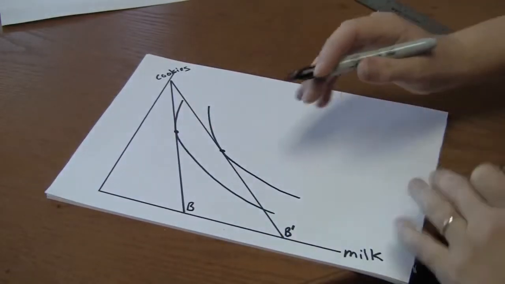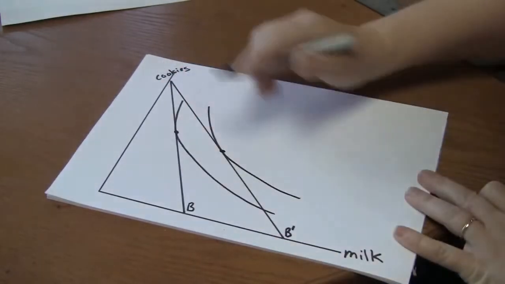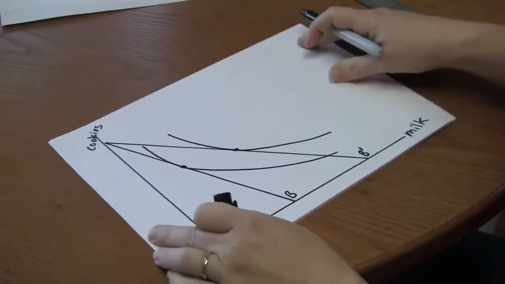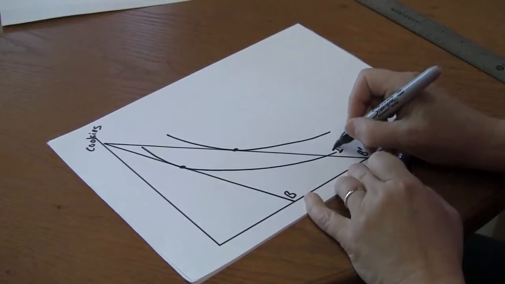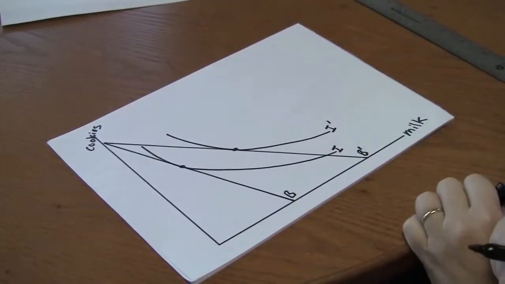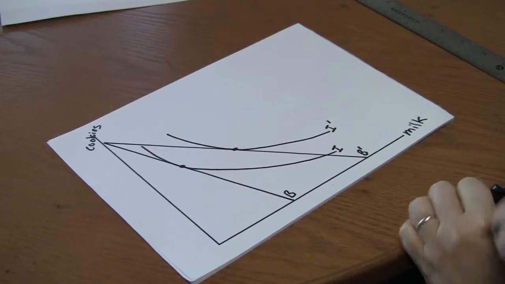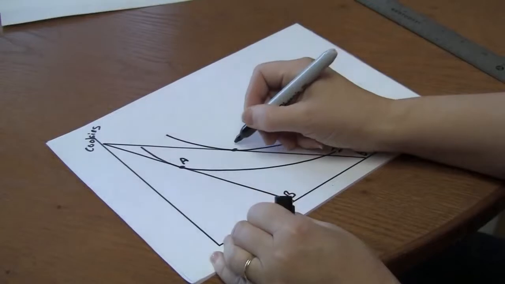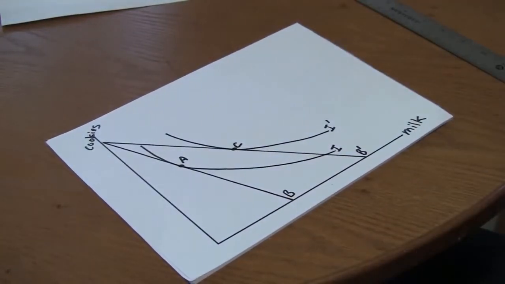Notice how when I drew it, I moved the paper around and drew it sort of upside down like this. Okay. Original indifference curve, after the price fall, original choice, after the price decrease.